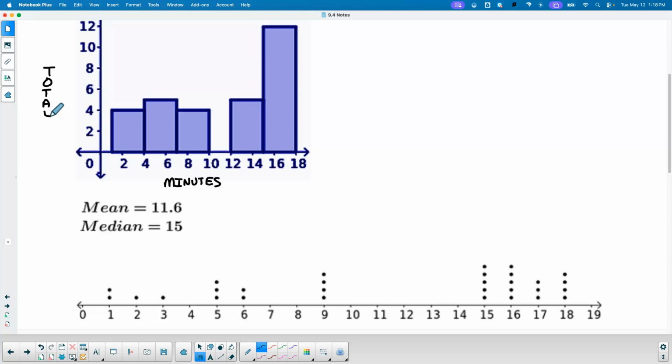Which one's more helpful? Because it gives you more information. The top one is just ranges, while on the bottom one you can see the individual people who stayed on and for how long. Yeah, I would concur. The bottom one is much more informational.